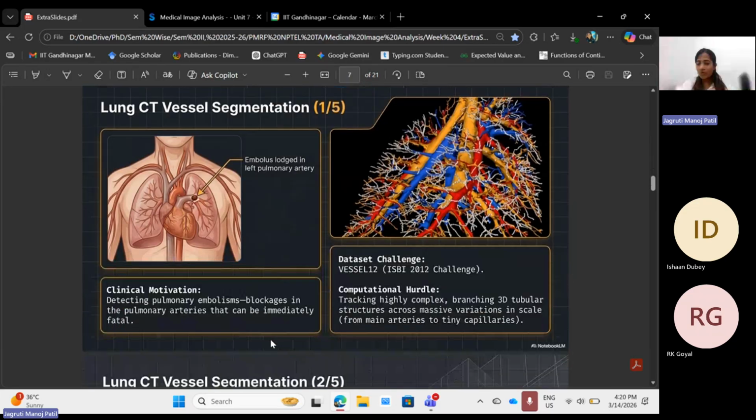Okay, then there's a similar case for lung CT vessel segmentation. In this case the motivation was to detect pulmonary embolisms, blockages in the arteries that can be immediately fatal. When you have blockages in the artery, your lung will no longer be able to purify your blood, and if the blood isn't purified, it won't go to the heart and will just keep moving around. In that case, diseases like COVID also emerged.